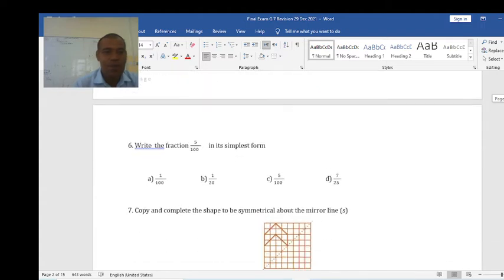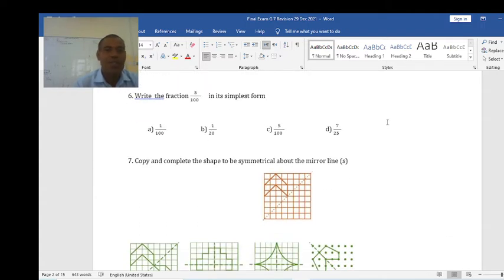Now for the second one, we have a fraction. Write the fraction 5 over 100 in simplest form. To write this in simplest form, my learners, you should cancel the highest common factor. The highest common factor of 5 and 100 is 5. So I will divide 5 by 5, which gives 1. Then 100 divided by 5 gives 20. So the correct answer, my learners, is this.